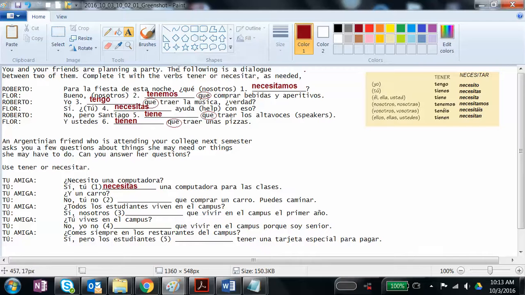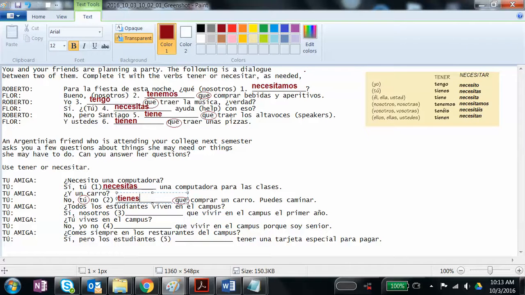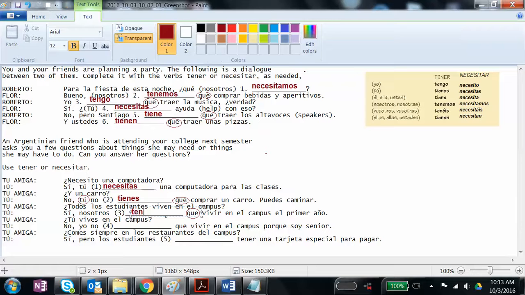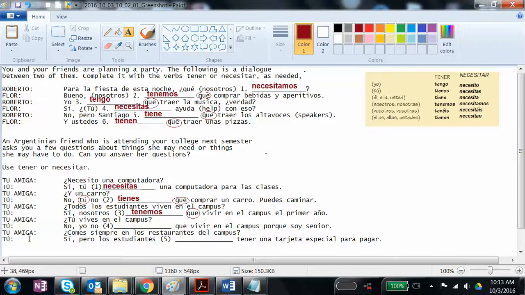Again, we've got the que, so we're going to switch to tener, and our subject is tú, and so then we're going to put tienes here. No tienes que, you do not have to buy a car. Puedes caminar. Todos los estudiantes viven en el campus. Sí, nosotros, we have to live on campus, and you can see again, it can't be we need to live on campus because of the que. Tenemos que vivir en el campus.